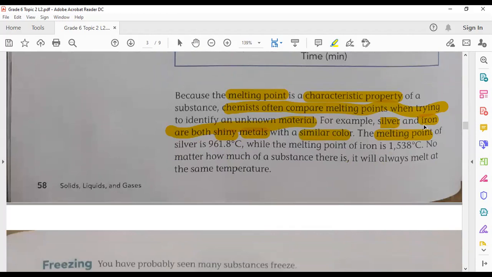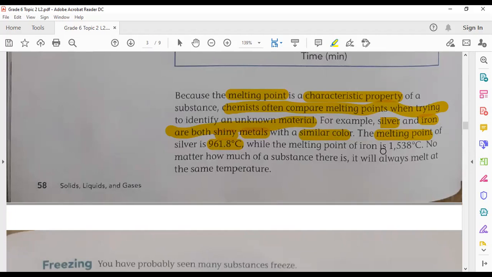Silver and iron, both of them are shiny and a similar color. So how can we distinguish between them? By melting point. We can heat both of them and measure the temperature at which they melt, or the melting point. Silver, for example, melts at what degree? 961.8 degrees Celsius. It's very, very high.